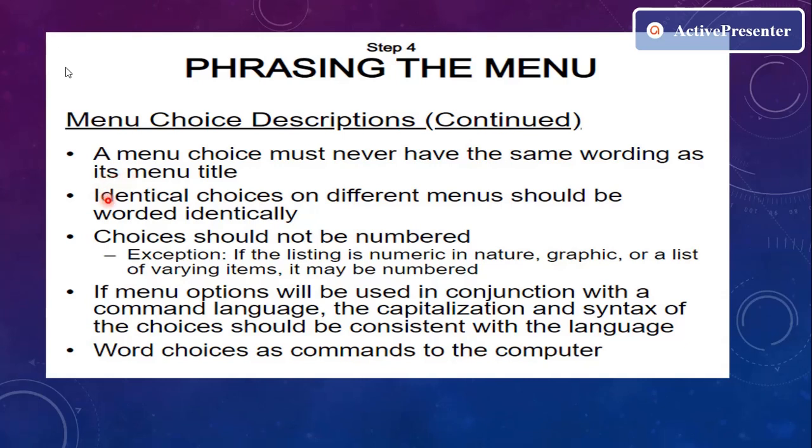And the next point is consistency across the menus. Identical choices on different menus should be worded identically. Suppose you have different menus, and under the different menus you have identical choices. These choices have to lead to the same task, because it has to have consistency across the menus.